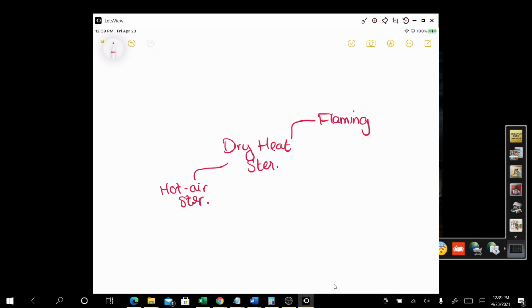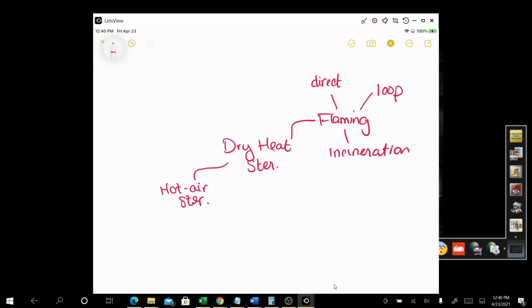So with flaming, we know that there is direct contact with fire and the item that you want to sterilize. So it's a direct contact. And we see this example with our inoculating loop. When we have a Bunsen burner and it's lit and we pass or hold our inoculating loop in the fire, we're going to see a red glow of the metal that allows all microbes that are on that loop to be destroyed. A method in flaming is called incineration.